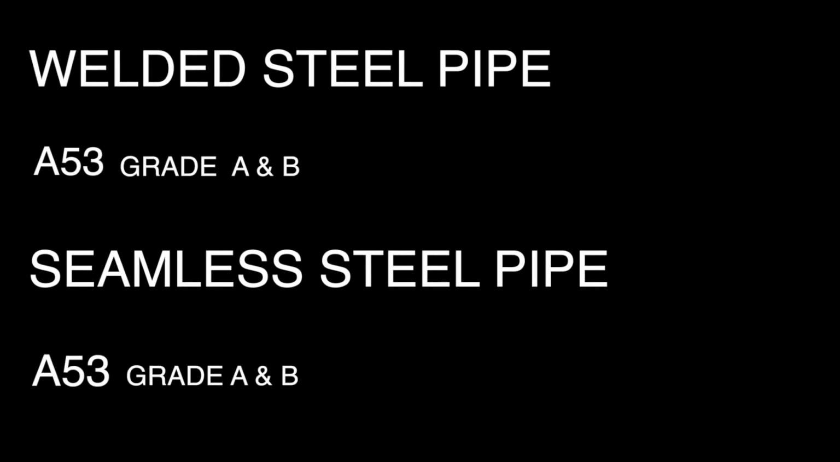All right, here's where things are going to get a little bit technical, but bear with me, we've got this. A53 pipe is available welded and seamless in an A and B grade, B being a higher quality material, tensile strength, and pressure rating. A106 pipe is only available seamless in grades A, B, and C, C being better than B, B being better than A, and seamless A106 is designed for high temperature, high pressure applications.